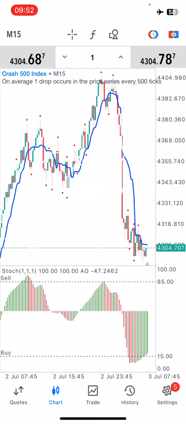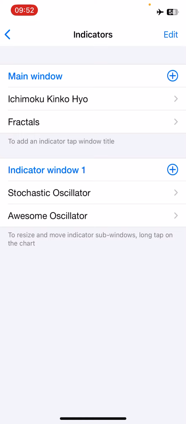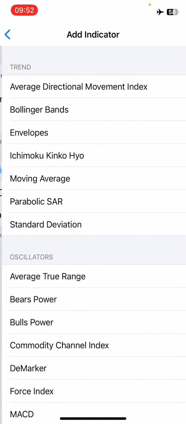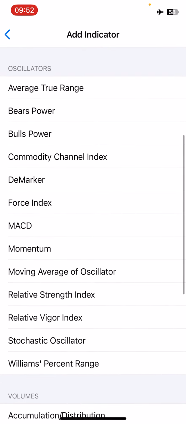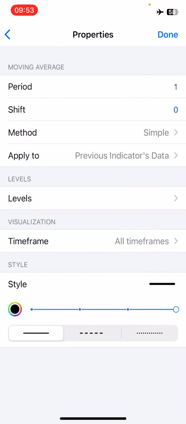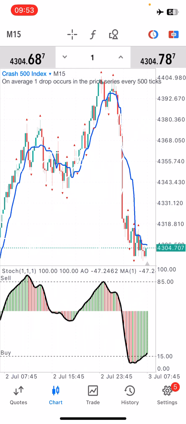Okay, last but not least, we're going to add another indicator under our indicator window 1 right here, and this indicator that we want to add is the moving average. And this moving average is going to have the following properties that you see on my screen as well. We've got a period of 1, a shift of 0. The method is simple: apply to previous indicator's data, and we also want it to appear on all time frames. I've set the color for this indicator to black because it will be visible on my white charts. So if I click done, I'll have something like that, which is the complete strategy that you need to make at least $100 per day trading boom and crash.